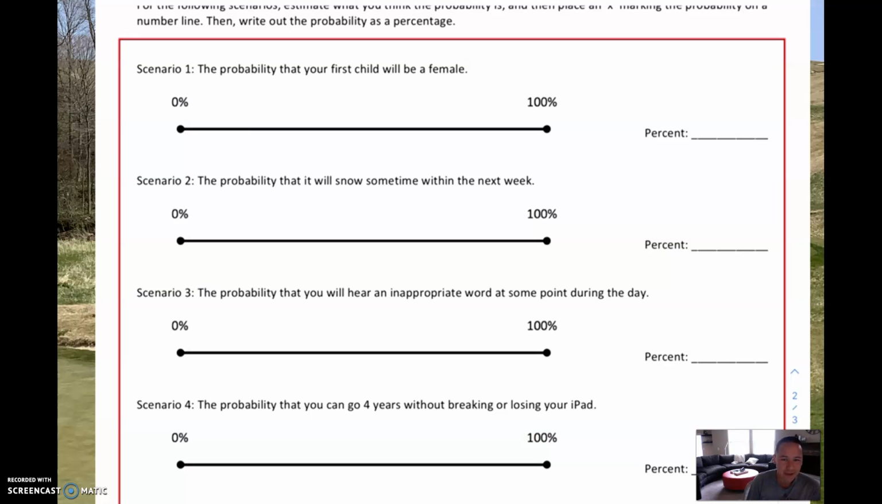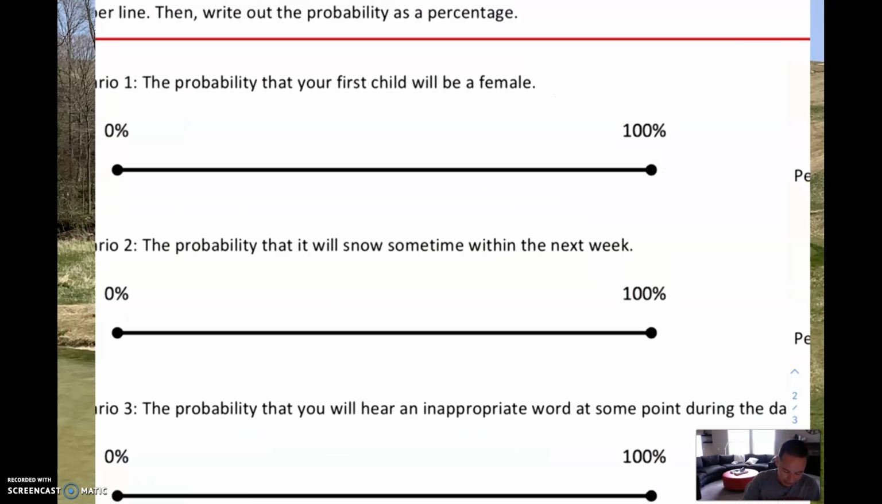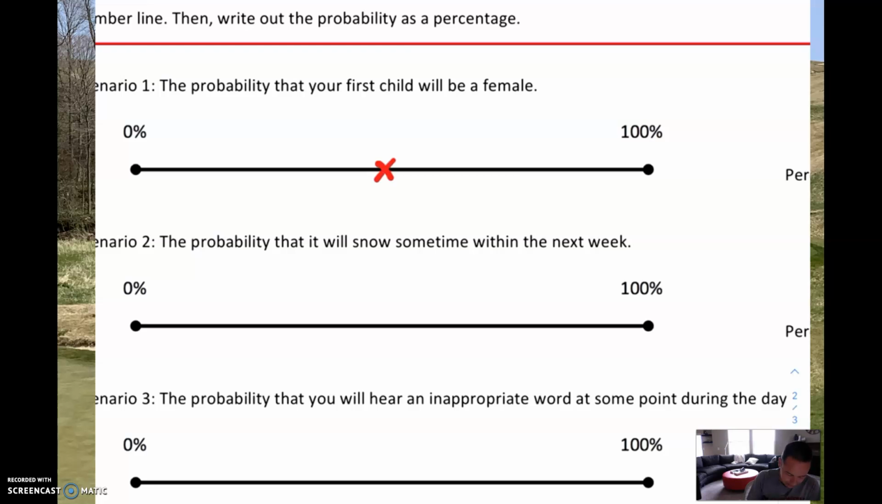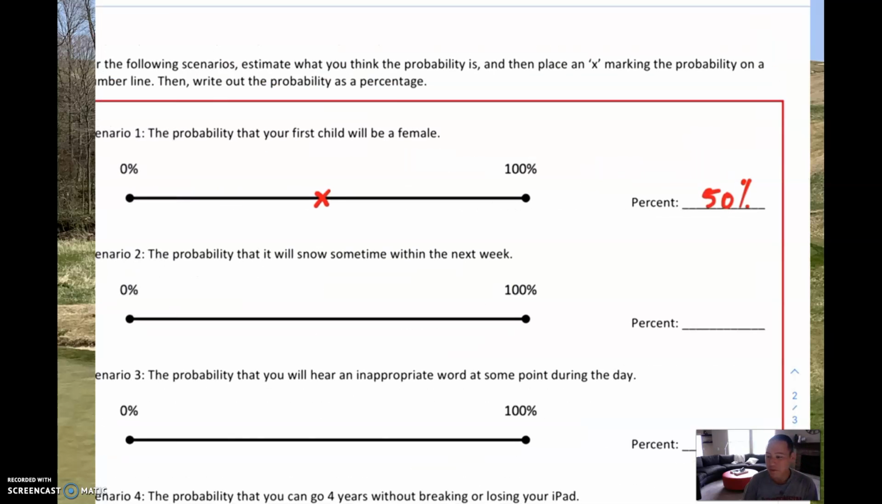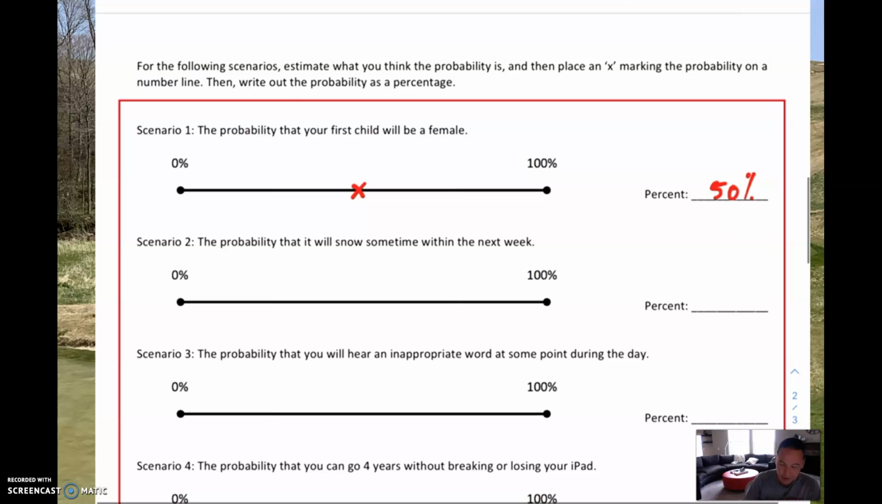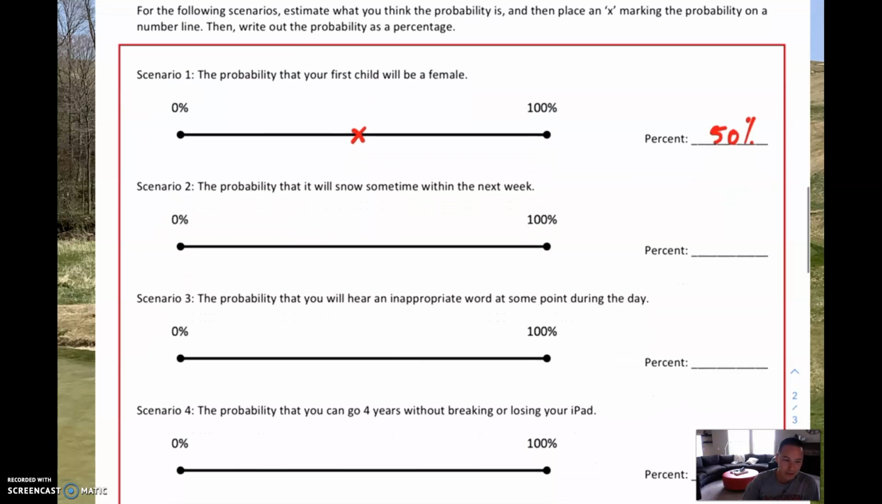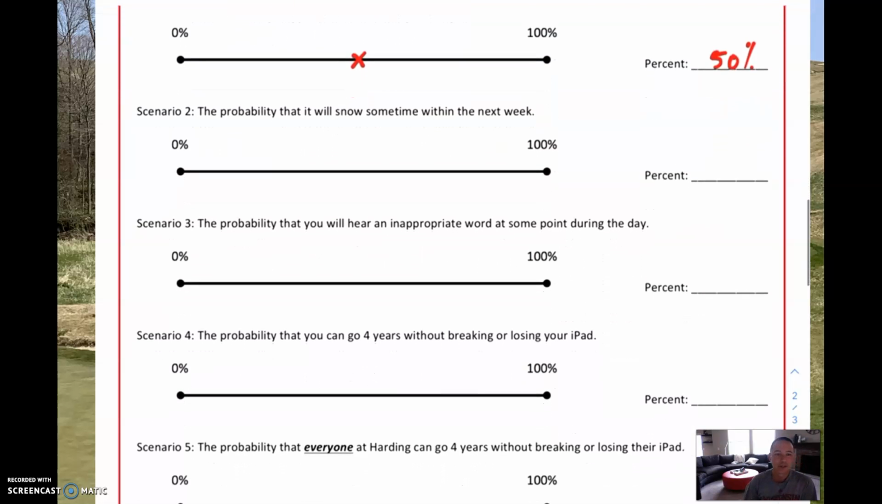The probability that your first child will be a female. Well, they're pretty close to 50-50. I think there's some studies out there that say male or female, one is more likely than the other. But I'm going to put an X right there at 50%, and I'm going to say 50%. It might actually be like 49.2% or something like that. You can do the research. But go ahead and do the rest of the scenarios. And when you are all done, go ahead and submit that for the first assignment this week.